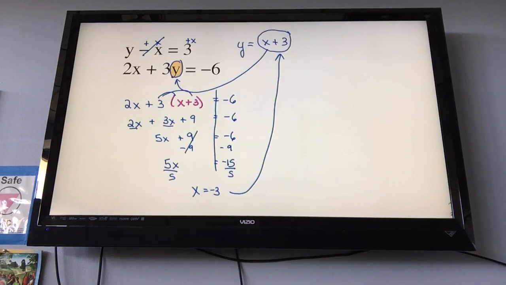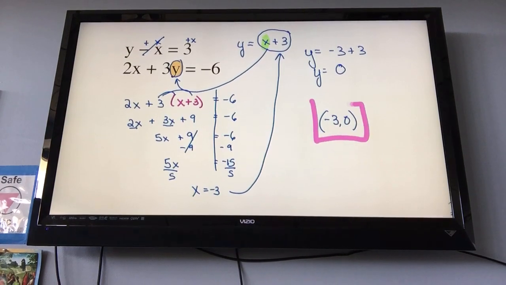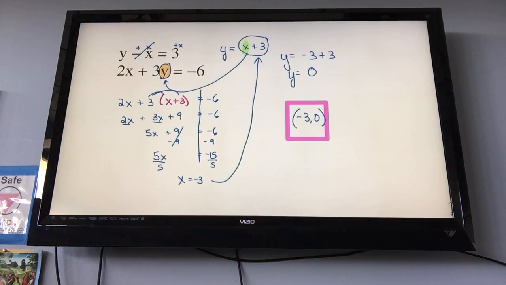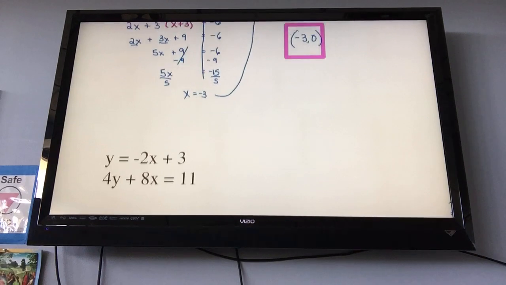And then we go back up to our substitution equation, and we plug that in. So y is -3 plus 3. Y is 0. So my answer, the ordered pair, is -3, 0. Okay, any questions so far? Okay, next example.